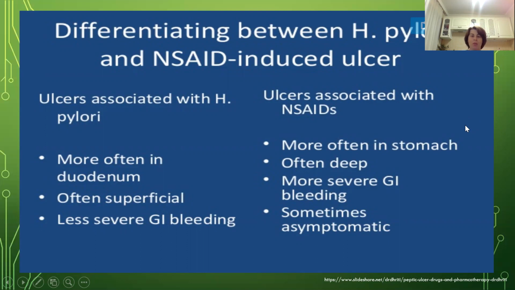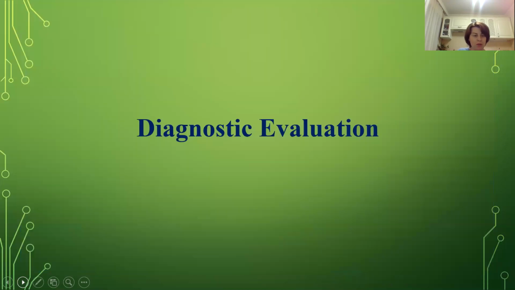In case of NSAIDs, more often in the stomach, patients have an anamnesis of long-term therapy with NSAIDs, or cardiovascular disorders where aspirin treatment can be used, or different, for example, autoimmune or connective tissue disorders where long-term glucocorticosteroid therapy is usually used. These ulcers are usually deep and have more severe GI bleeding, and sometimes can be asymptomatic, meaning silent, and thus more difficult to find and treat, and more complications can be found due to the silence of this type of ulcer. Diagnostic evaluation.